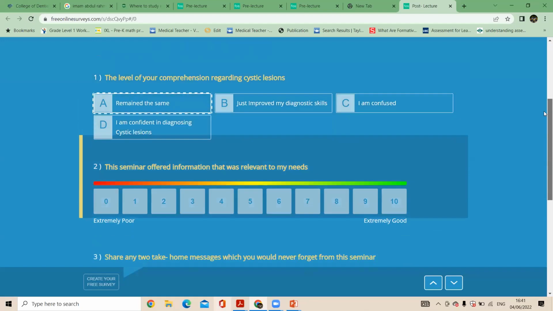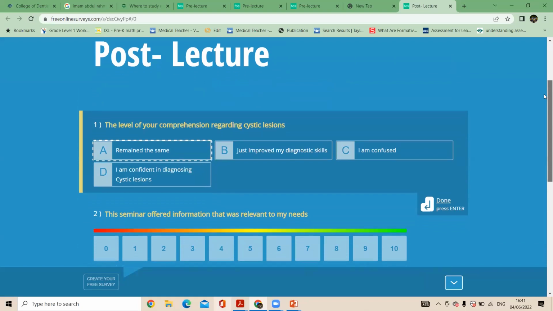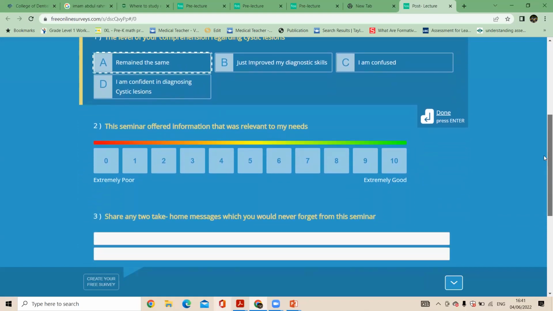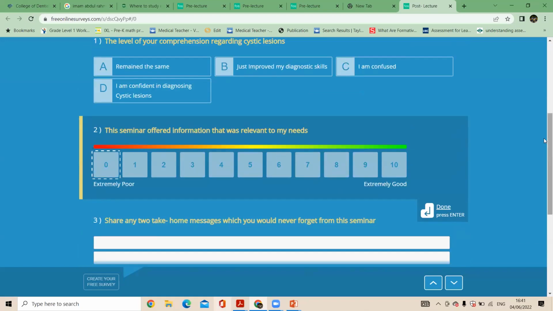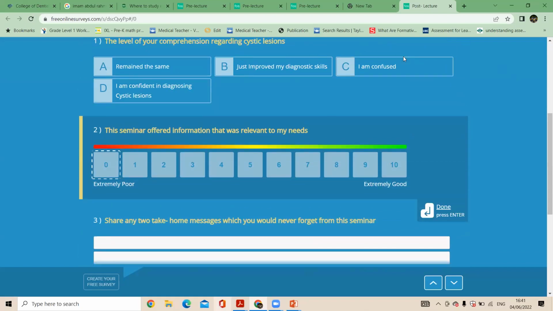So start. Here are the questions: the level of your comprehension regarding cystic lesions. Just 3 questions. And what take-home message would you like to share with your friends, or some important points you would like to share? Just write 2 points so that I can read them out, and then we can conclude the session. Hope you enjoyed the session, and it was not boring, but I wanted someone who can really speak. But really, some students have really spoken, and I really appreciate that.